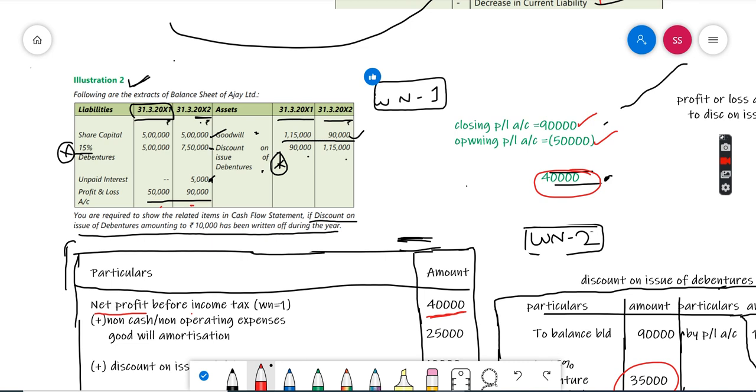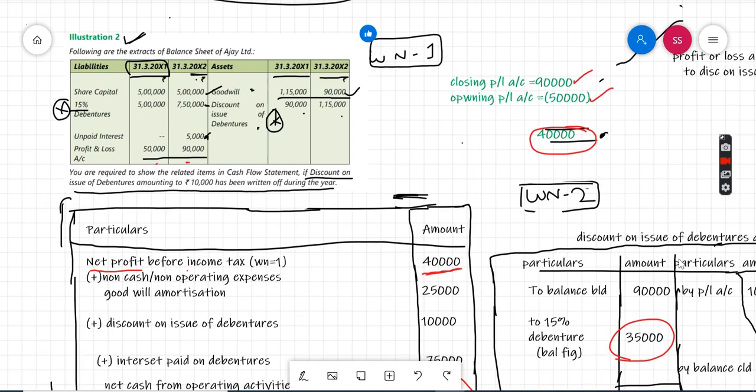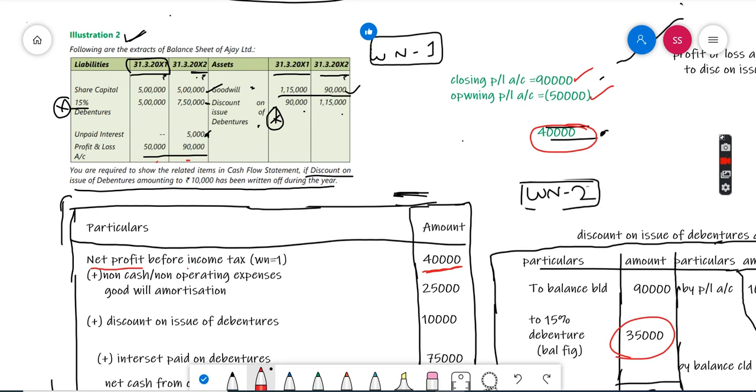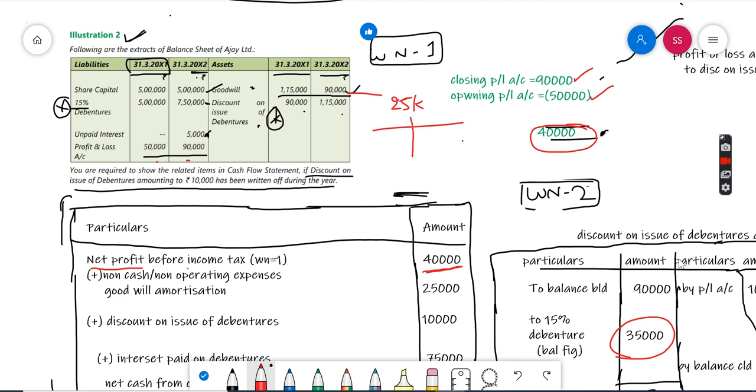And then we need to add non-cash or non-operating expenses, as we discussed in the last class. First thing is amortization, 25,000. In the P&L account we would have written amortization 25,000, but there is no actual cash outflow for this transaction. We deducted it in the P&L account previously, so now we need to add it back. That's why we have added back 25,000.